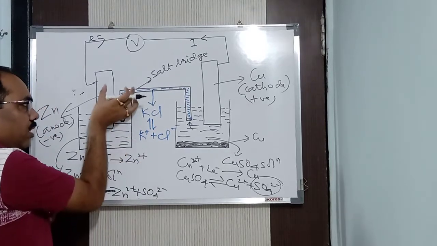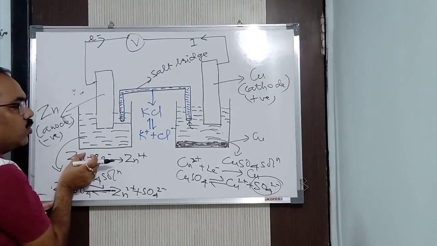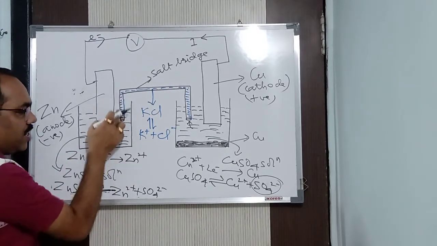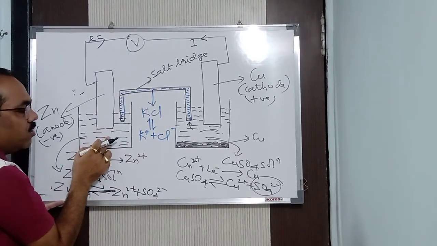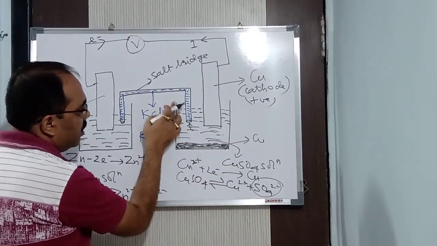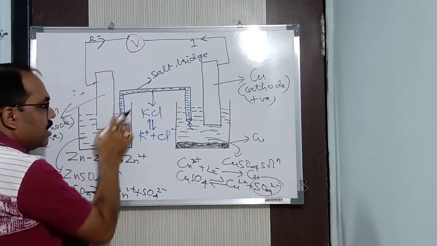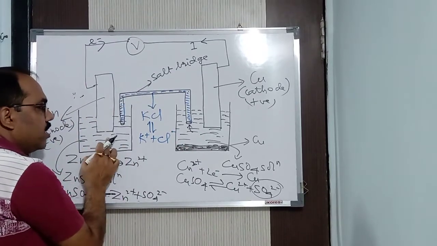Zinc will pull that particular charge towards itself. Which charge? The negative charge. That is Cl minus ions ultimately come towards this side and it becomes what? Zinc chloride. And here what happens? The sulfate ions are pulled by the potassium ion to form potassium sulfate. And here the zinc ions are pulled by Cl minus ions to form zinc chloride.